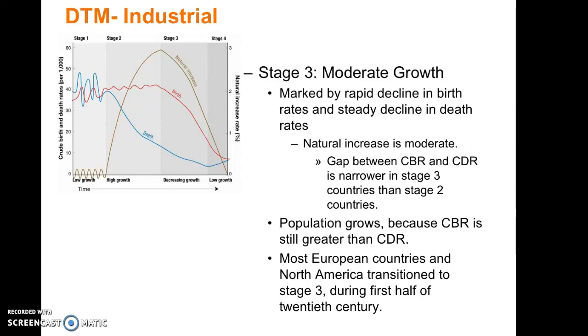So most European countries in North America were in stage 3 during the first half of the 20th century. Those semi-peripheral countries are probably either in stage 3 or entering stage 4 about now. And so if you're thinking about a country that's still classified maybe as a less developed country, but has a lot of modern conveniences, at least in its urban areas, it's probably stage 3.